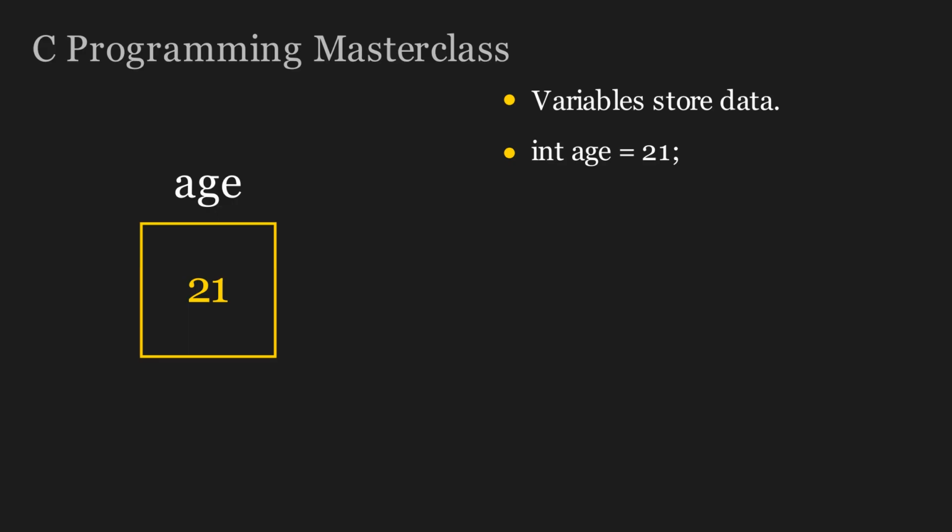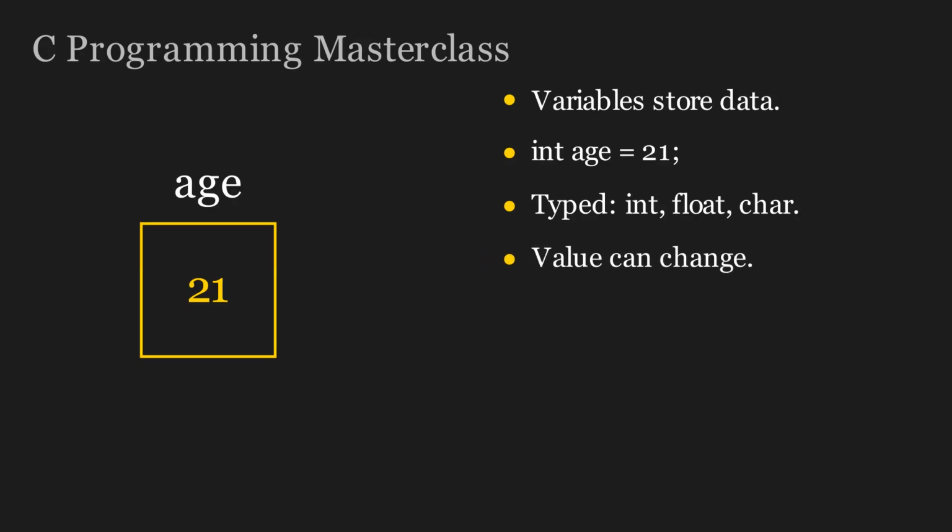If you want to store a whole number, like your age, you use int, short for integer. For example, int age equals 21. If you want to store a number with a decimal point, like the price of an item or pi, you use float or double. Float is for smaller precision, double is for higher precision. If you want to store a single letter, like a grade, you use char. Ideally, char stores a single character like a or z. Choosing the right type depends on your data. Using int for a price might lose the cents, and using double for a simple count might waste memory.